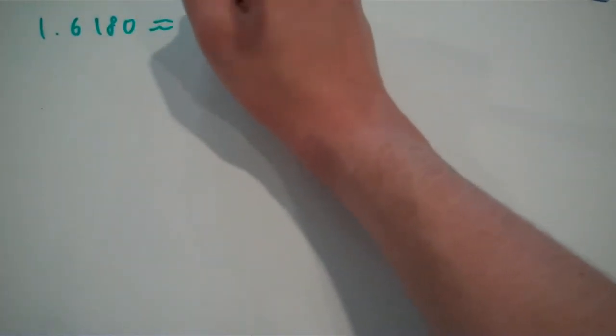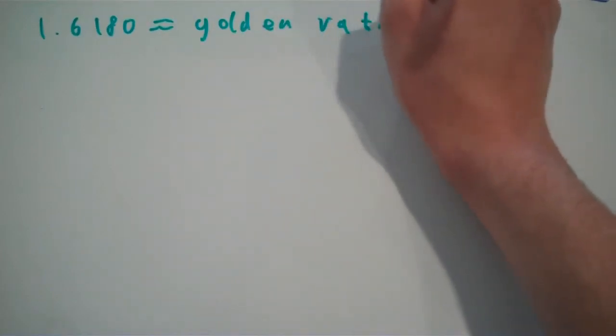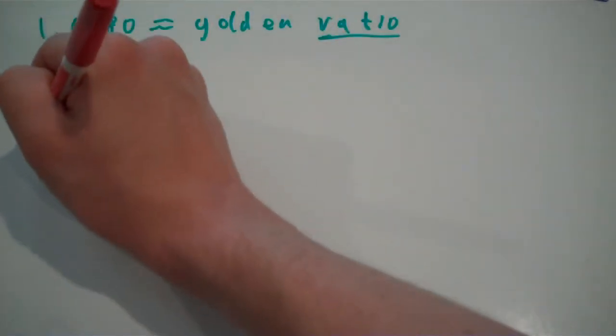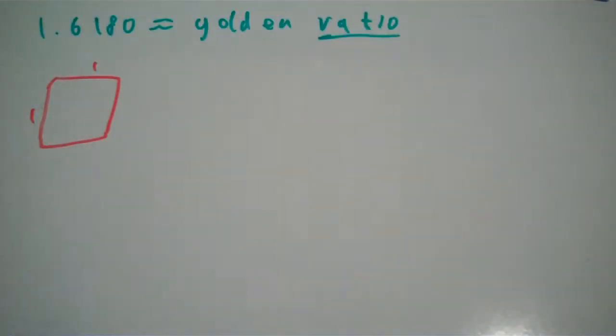Now, phi, which is approximately 1.6180, is known as the golden ratio. Now, I'm going to explain the ratio part first, and I'll get to the golden part later. Now, for the ratio part, we are going to take a square, which will be 1 unit by 1 unit.